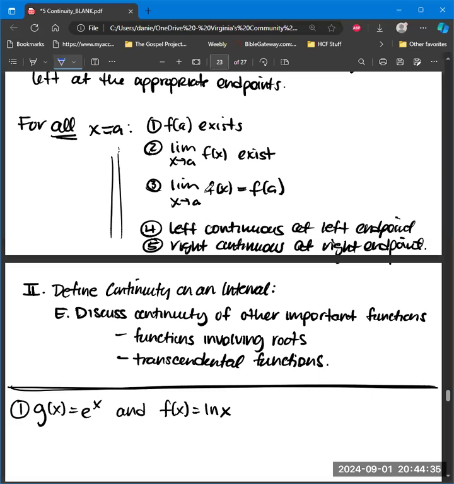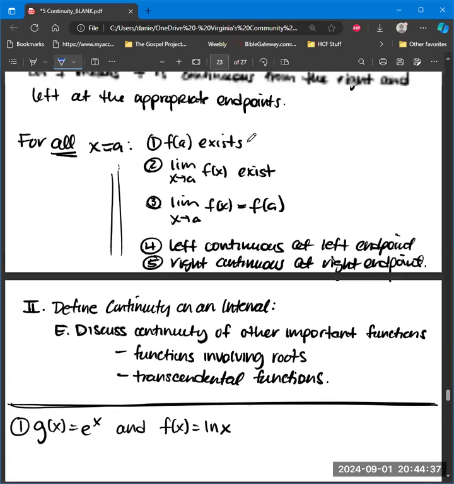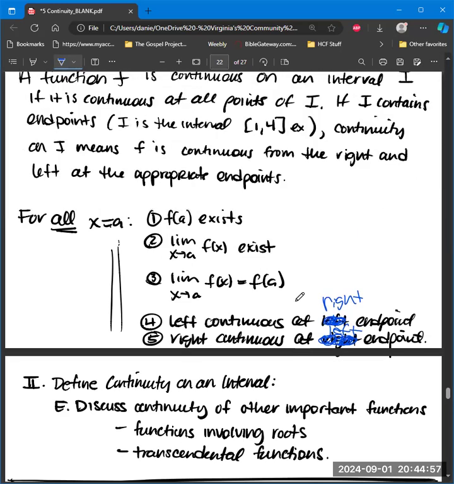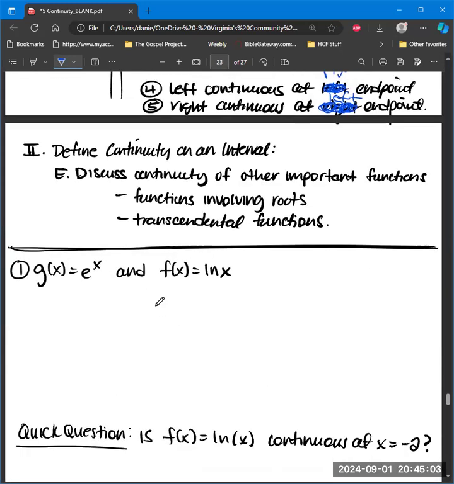Those would be our three main things that we would say, but if we have closed endpoints there, we need to check for left continuous at the right endpoint and right continuous at the left endpoint. That's an easy mistake to make. Fix that in the notes there. You need to be able to come from the left-hand side at the right endpoint and from the right-hand side at the left endpoint.